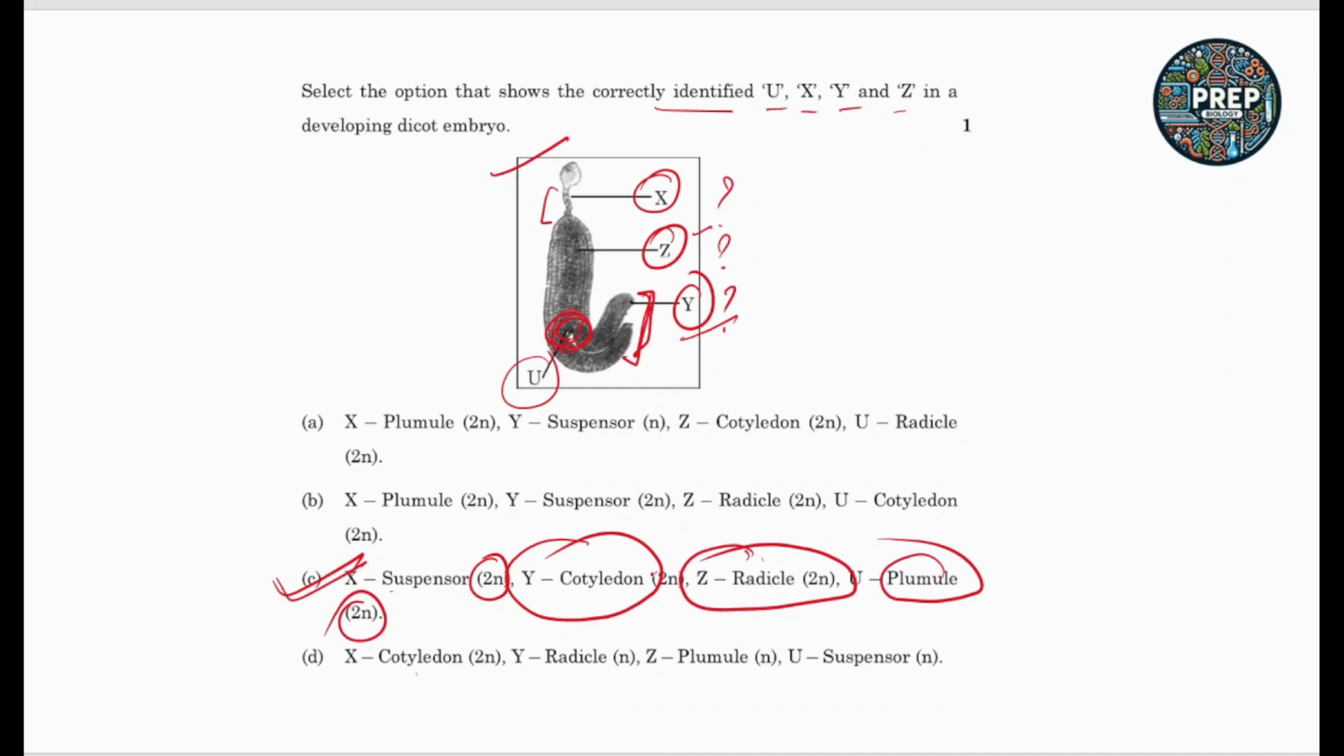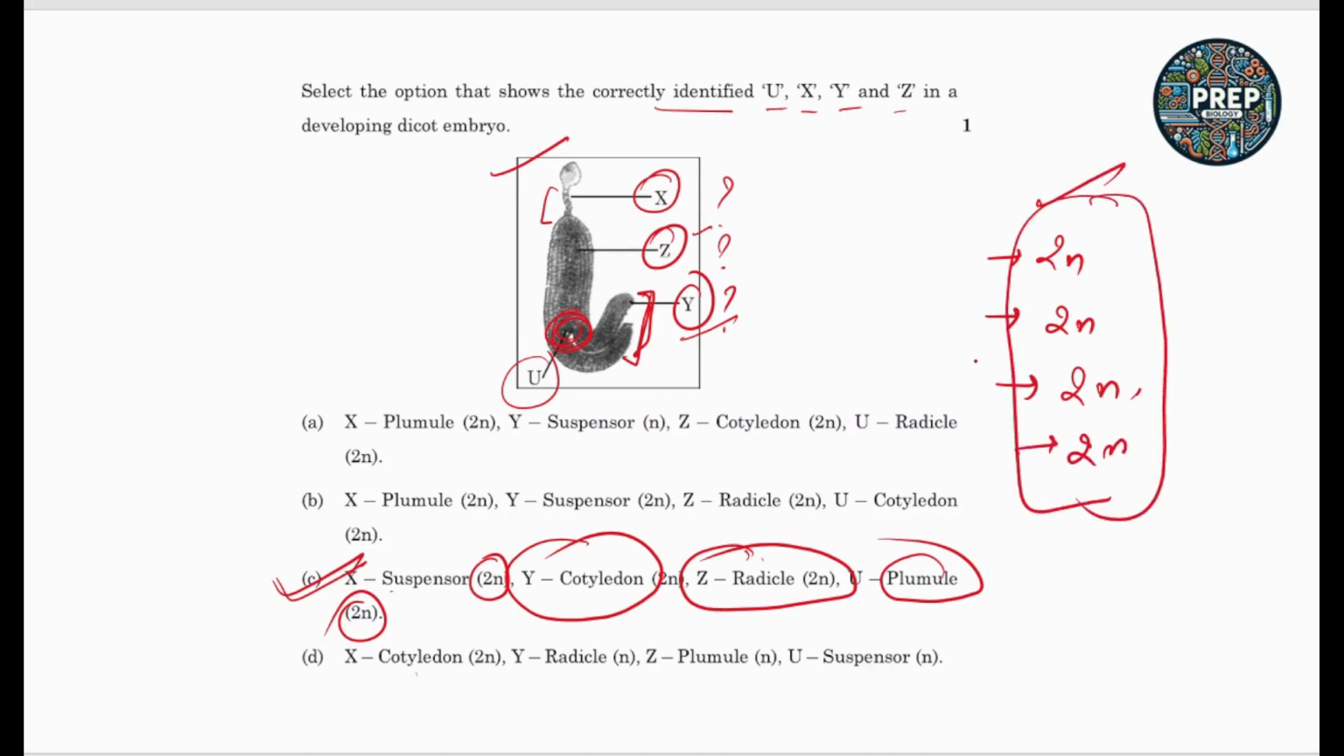And the ploidy of all these cells is also very important. Please note down that the suspensor is 2N, that is diploid. The cotyledon is 2N, that is diploid, in the dicot embryo. The radicle is also 2N and the plumule is also 2N. The ploidy of all these labelings is diploid. These kinds of questions have been asked in your previous year CBSE board examinations. So these diagrams are very, very important.